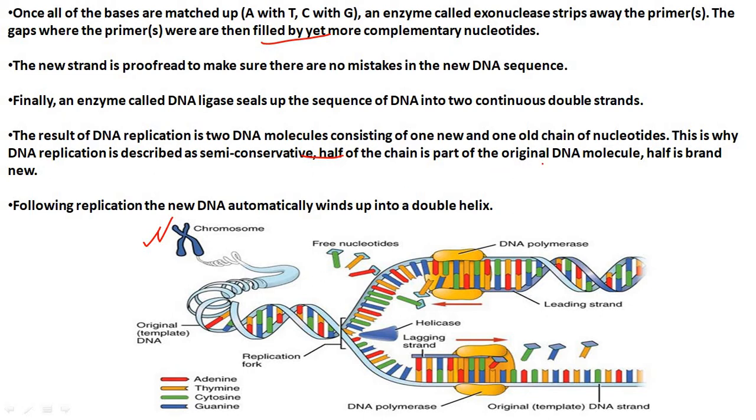Half of the chain is a part of the original DNA molecule, half is brand new. And following replication, the new strand automatically winds up into a double helix. I hope you understood very clearly. I've explained in much detail and in multiple ways.